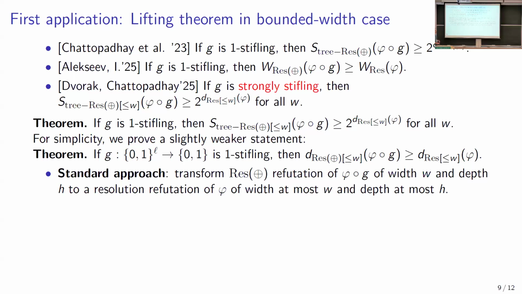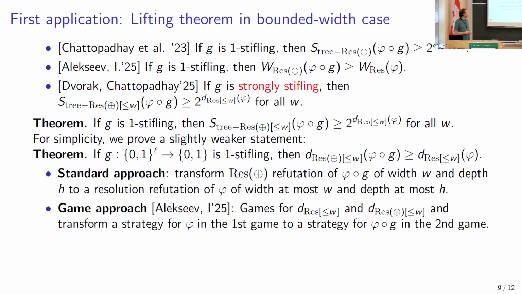And the standard approach is just to take a resolution of parity refutation of the lifted formula of width W and depth D and convert it to a resolution refutation of the unlifted formula of width at most W and depth at most H. That's the same as it was. But we use a game approach that was used in our previous paper. We consider games for these two parameters, and we convert a game strategy for formula phi in the first game to the lifted game in the second game.